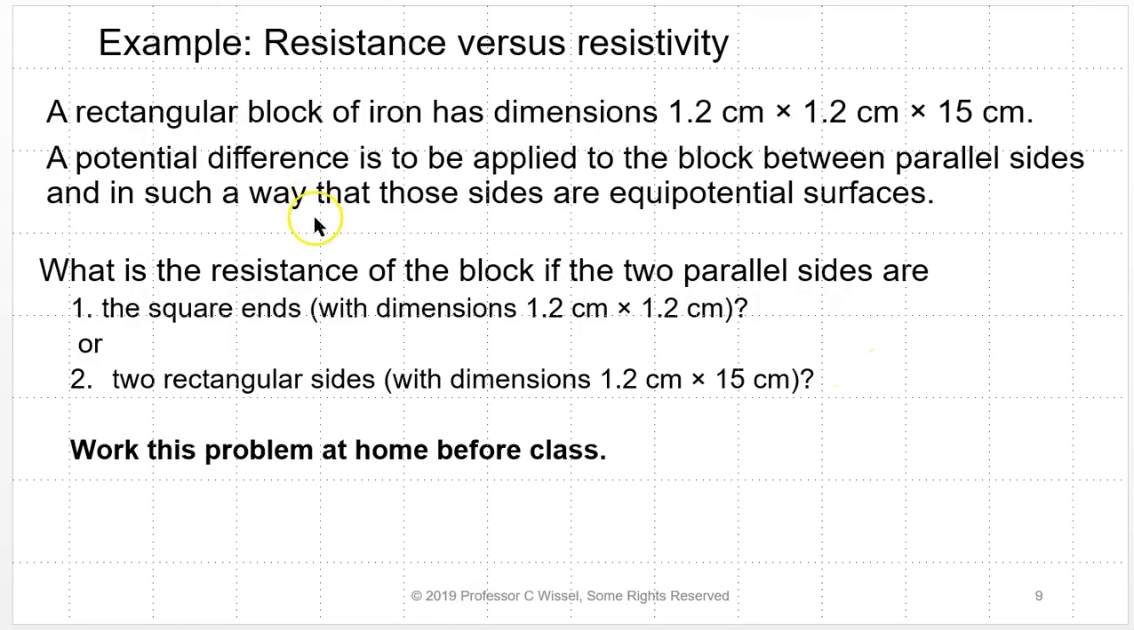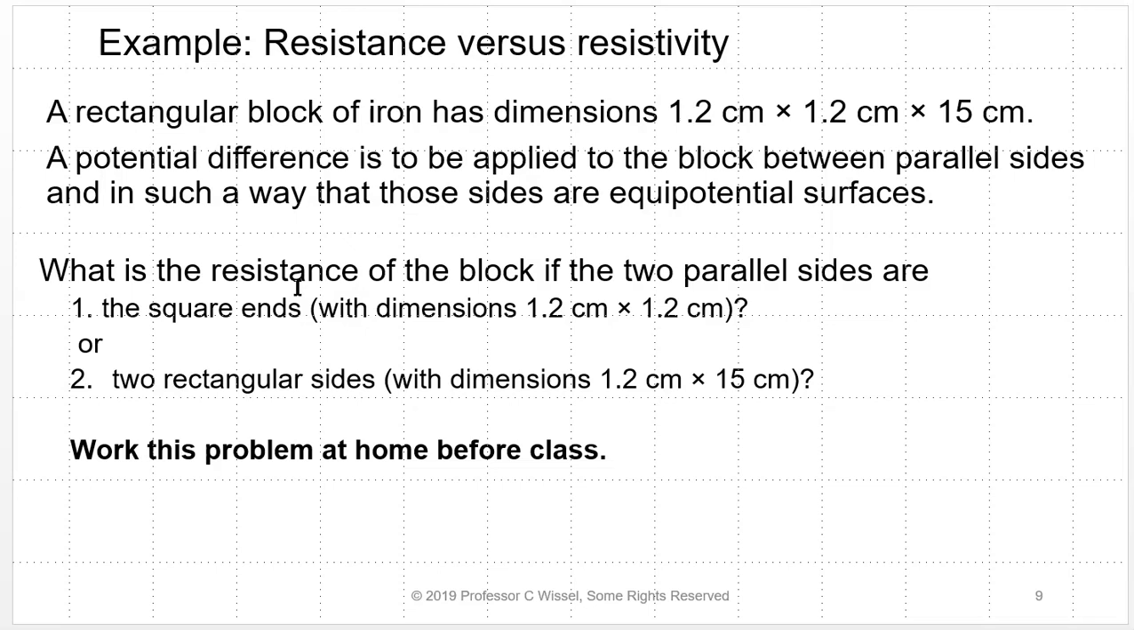An example: a rectangular block of iron has dimensions 1.2 by 1.2 by 15 centimeters. A potential difference is to be applied to the block between the parallel sides, in such a way that those sides are equipotential surfaces. What is the resistance of the block between the two parallel square ends with dimensions 1.2 by 1.2 centimeters, or the two rectangular sides with dimensions 1.2 by 15 centimeters?